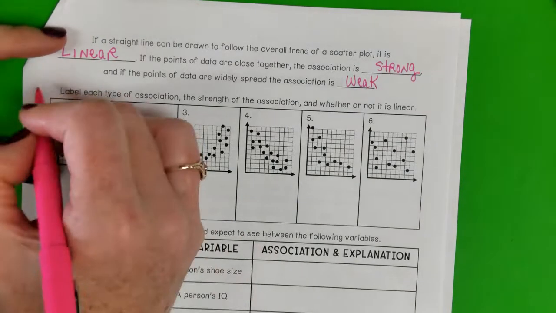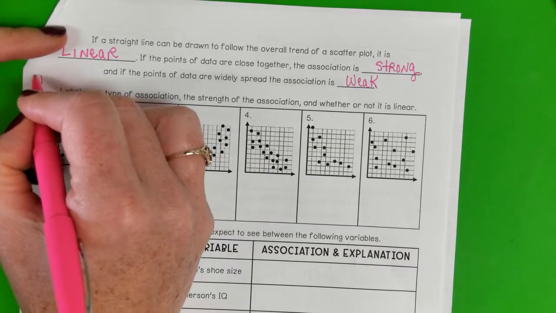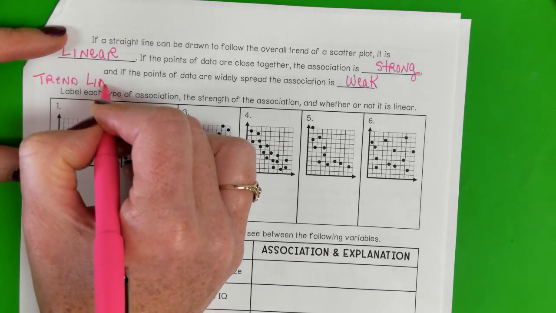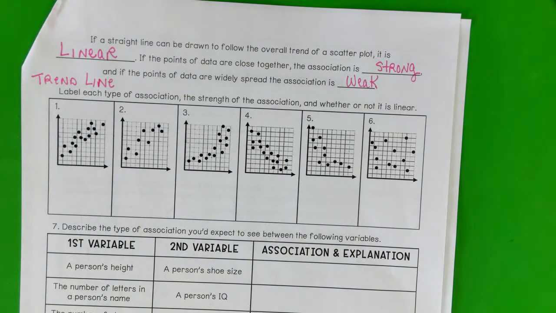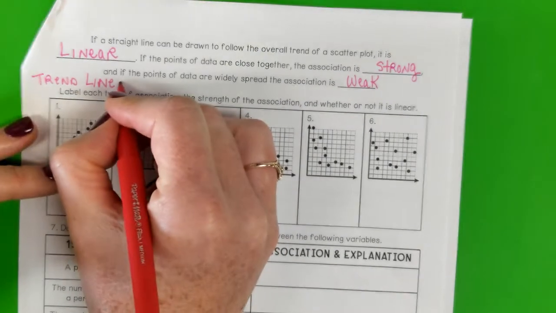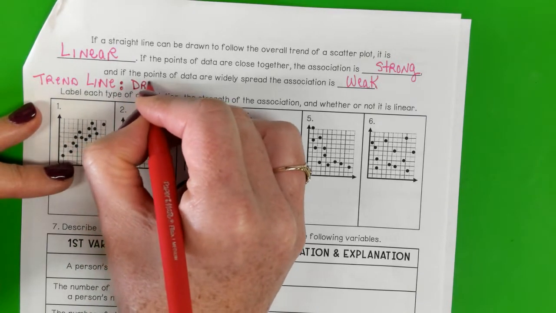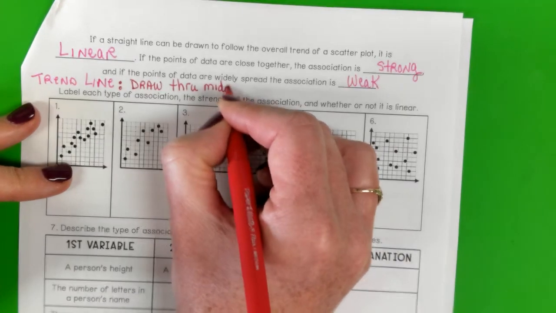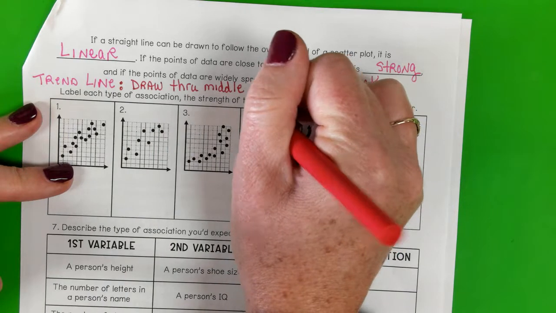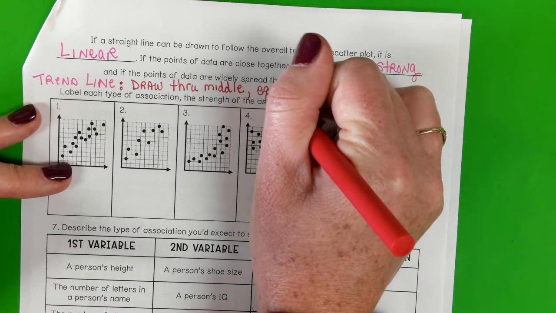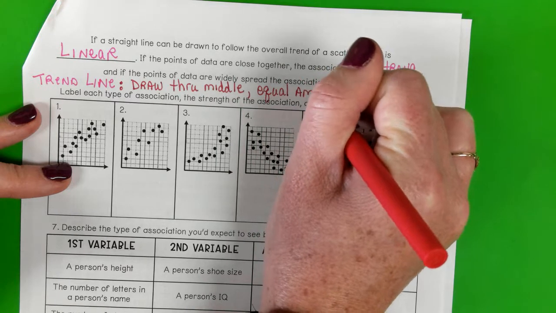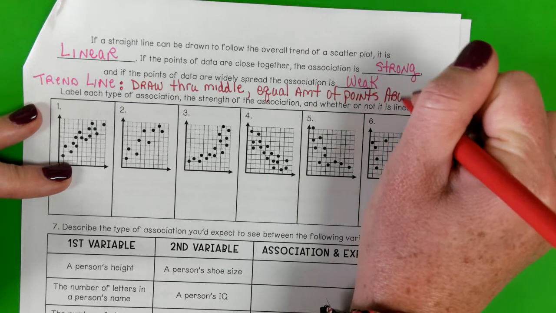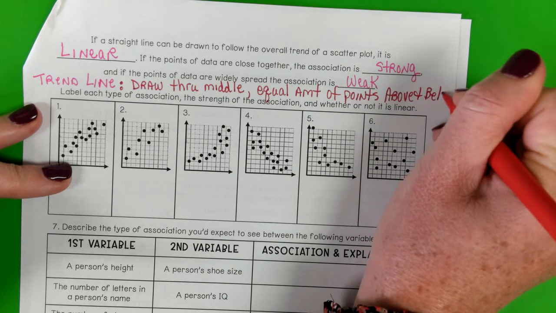Now, I also want us in these graphs to draw our trend line. And a trend line is just a line that we're drawing to describe our data. And we want to draw this line through the middle of our data, and we want it to have an equal amount of points above and below the line.